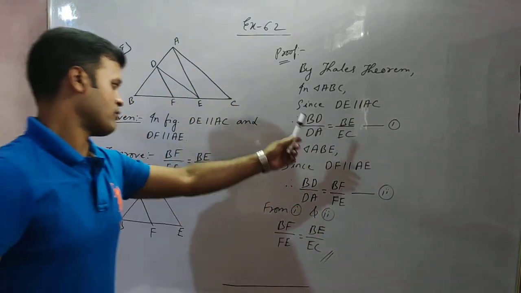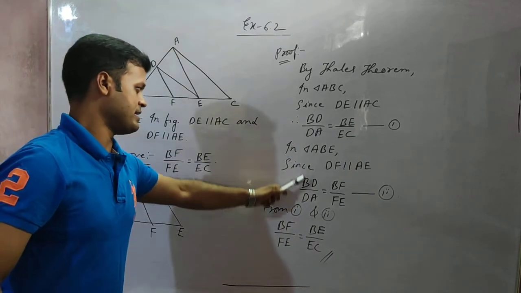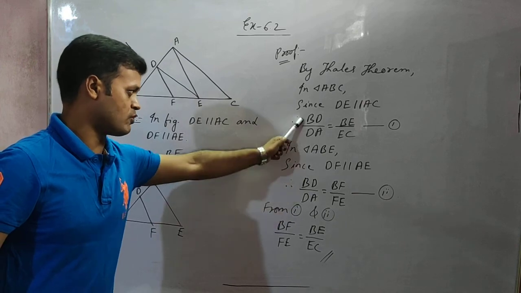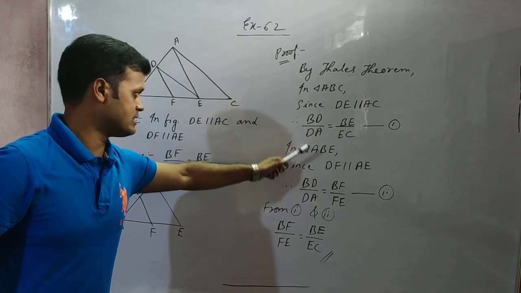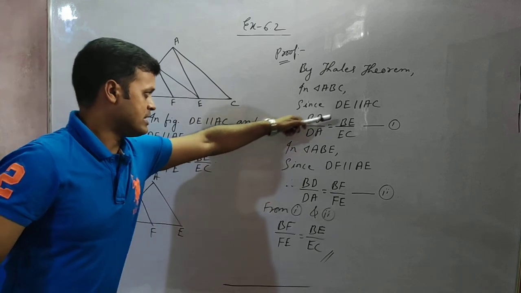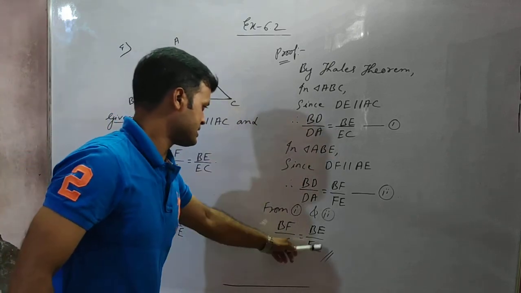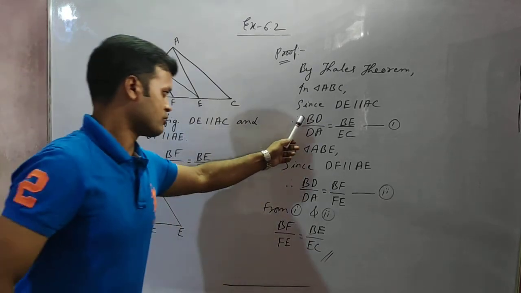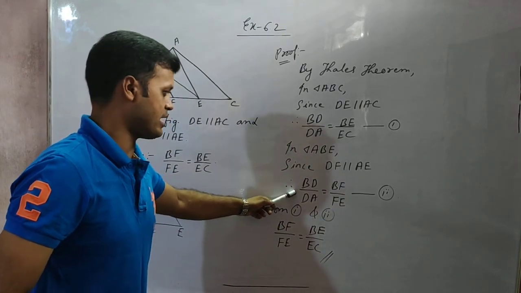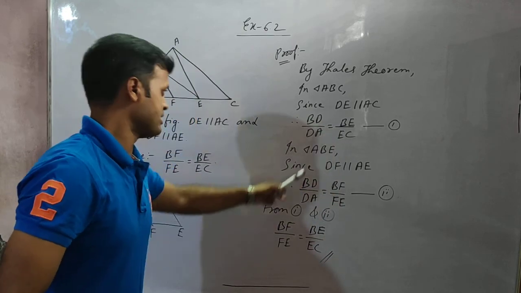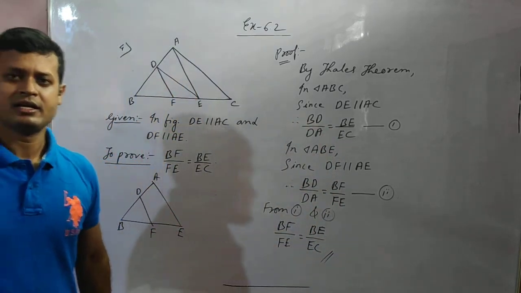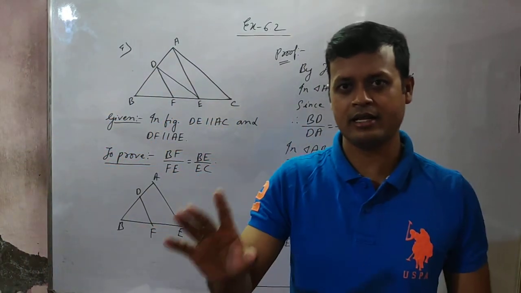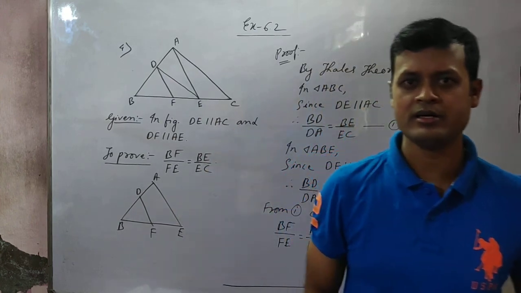Marking number 2. So now from 1 and 2, here also BD by DA, here also BD by DA. Therefore 1 and 2 are equal. Since BD by DA are equal, therefore BF by FE is equal to BE by EC. Is it okay? These are very easy sums. You just have to look a little carefully. Very nice application of your Thales theorem.